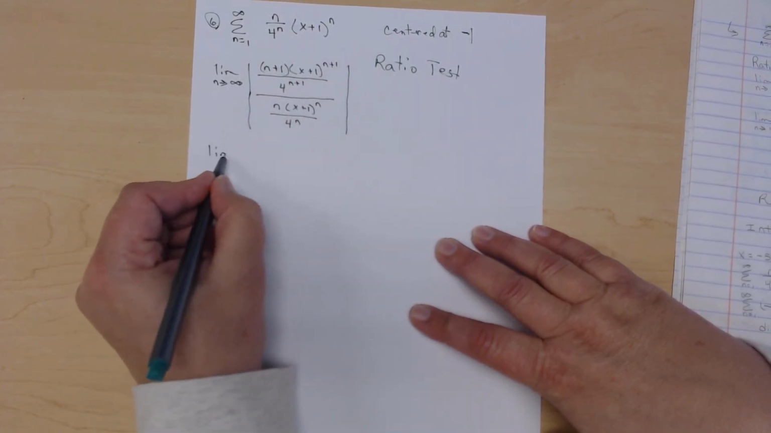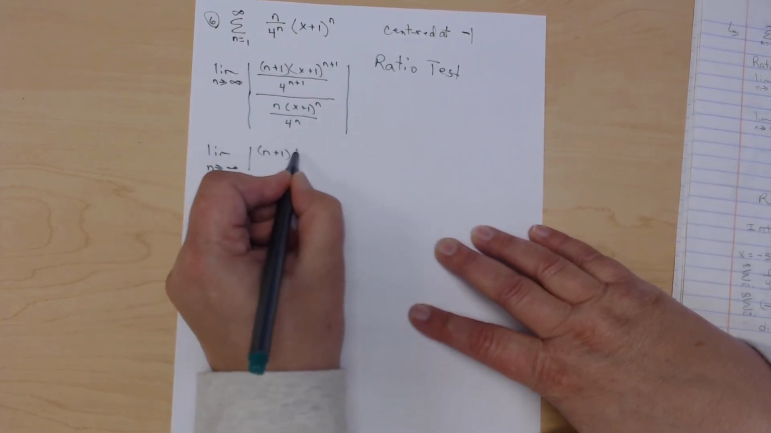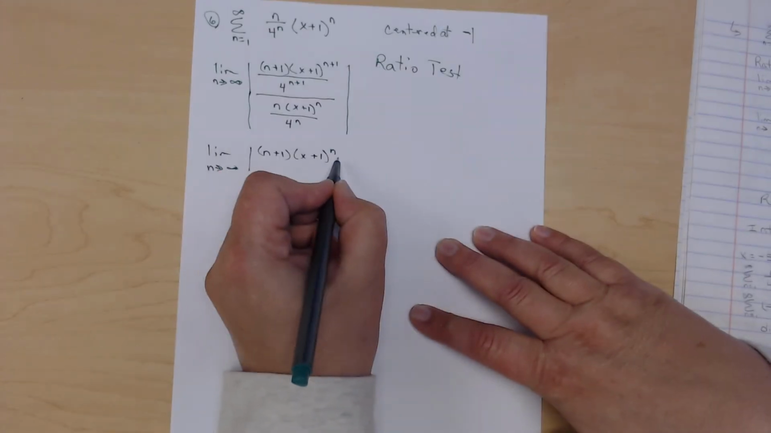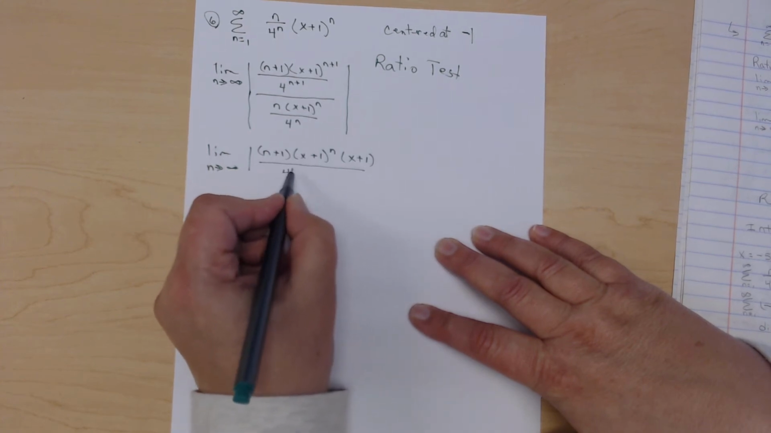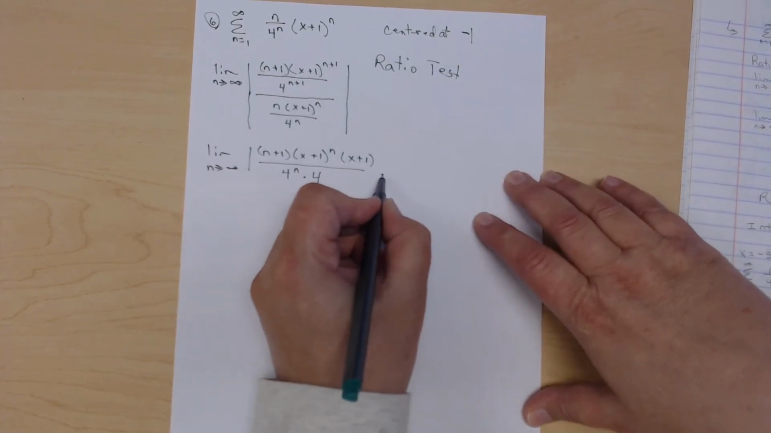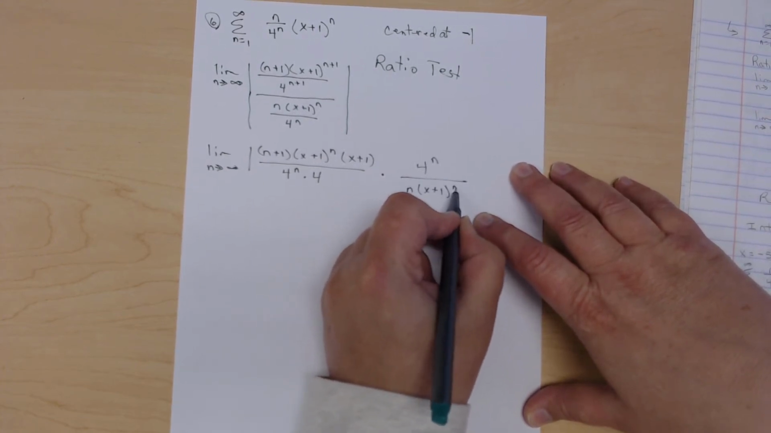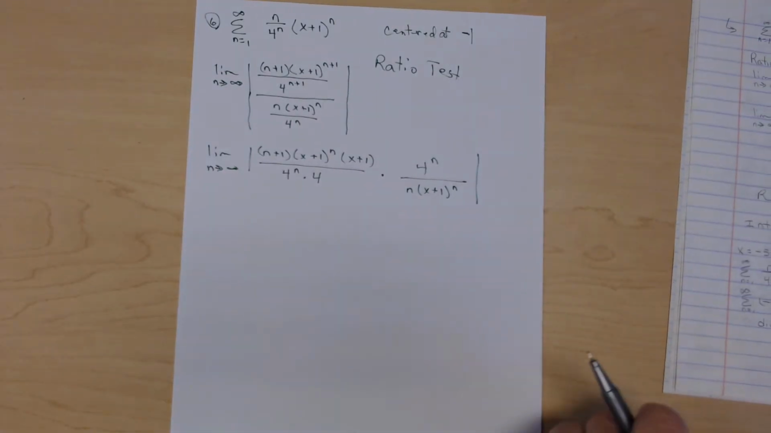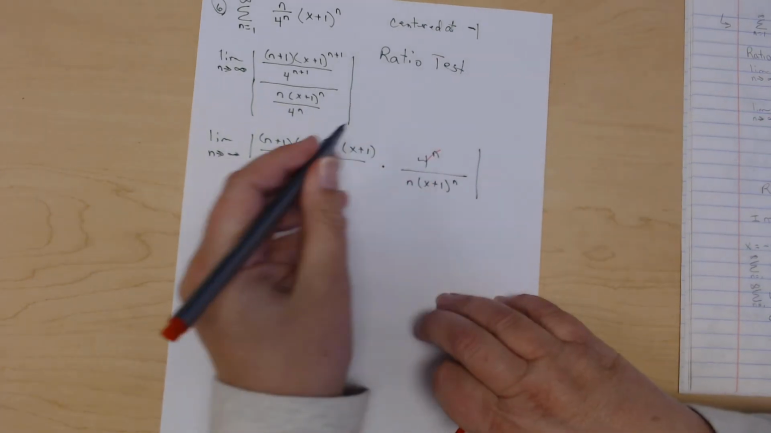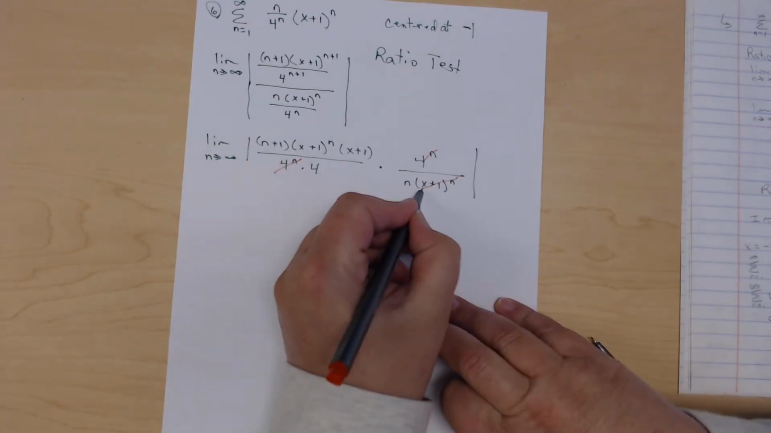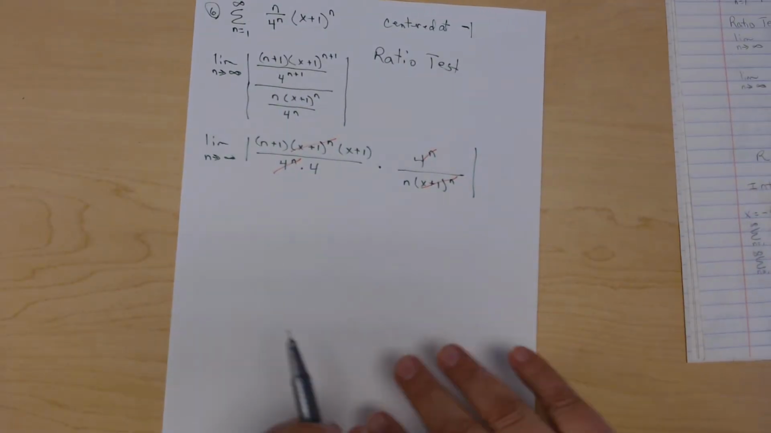All right, the limit as n approaches infinity of n plus 1, we'll rewrite this, x plus 1 to the n, and then we've got an extra x plus 1 that's coming from there. And then we've got 4 to the n times 4, and then times the reciprocal, x plus 1 to the n. Okay. All right, so does anything cancel? Let's see. The 4 to the n's cancel. The x plus 1 to the n's cancel. And I think that's it, but believe it or not, that makes a big difference.